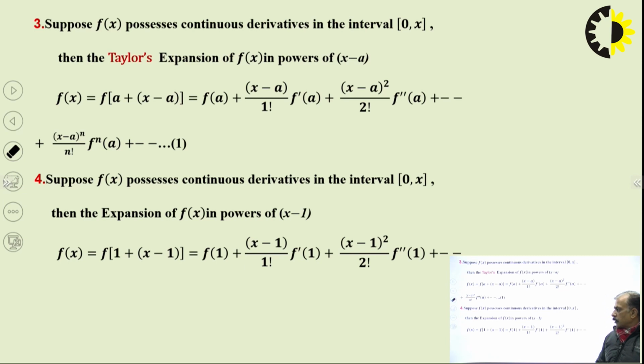The expansion of this function f of 1 plus x minus 1 is f of 1 plus x minus 1 divided by 1 factorial into f dash 1 plus x minus 1 whole square divided by 2 factorial into f double dash 1 plus and so on. And in the general term, x minus 1 whole to the power n divided by n factorial f n dash 1. So, this is the required value of the expansion of f(x) in powers of x minus 1.